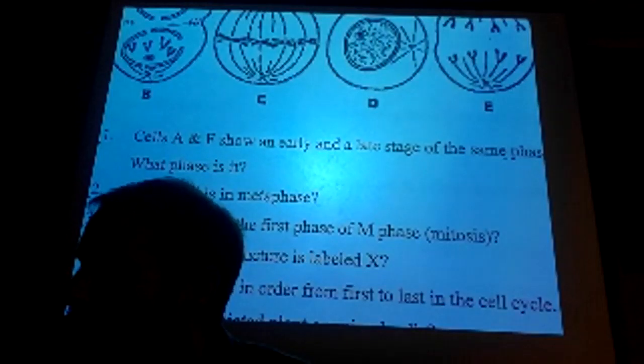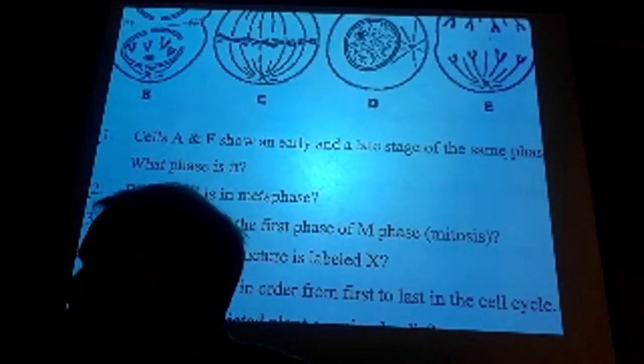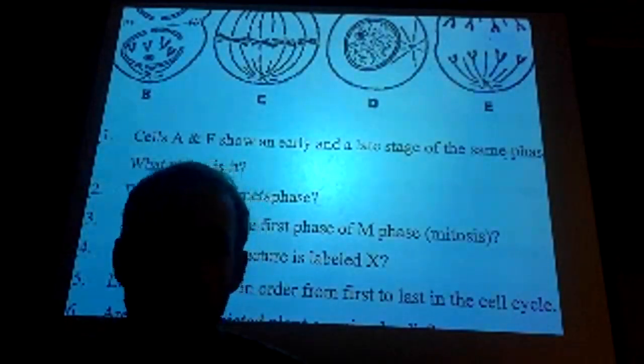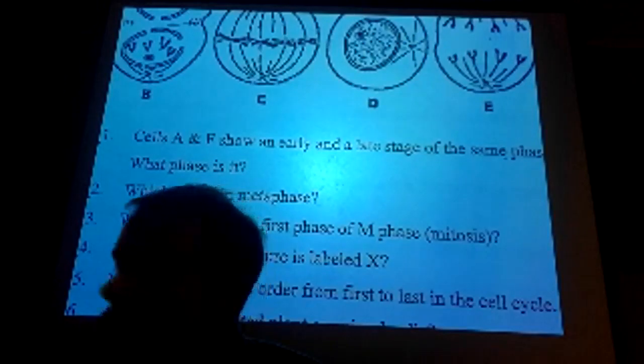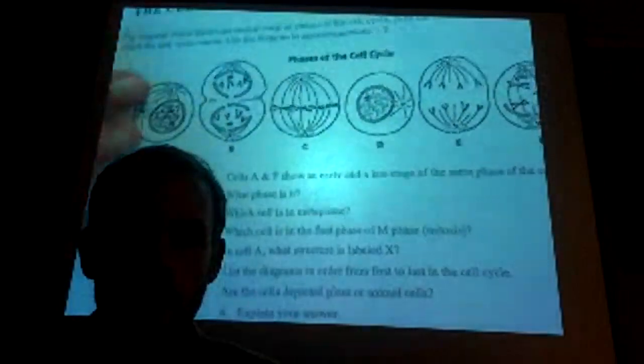All right, number 4, in cell A, what structure is labeled X? You don't need to know that. That's the centrioles, right? So the centrioles. Number 5 lists the diagrams in order from first to last. We'll go over that in a moment, Lily. Good question. Definitely something we can do, and I can make a chart for that. Okay, yeah, let's go over the sequences in order here.